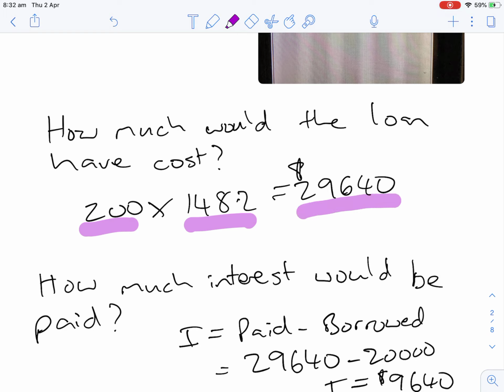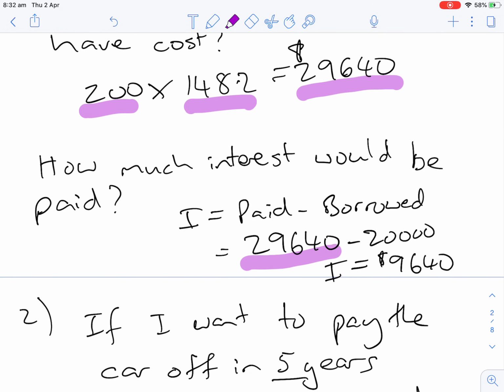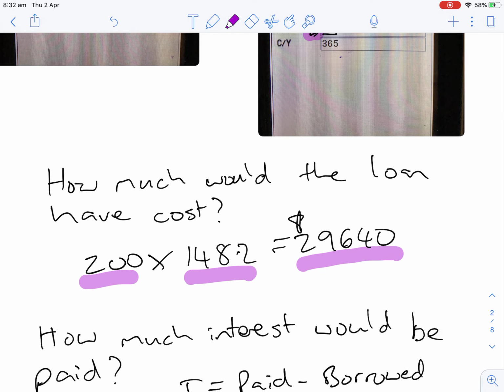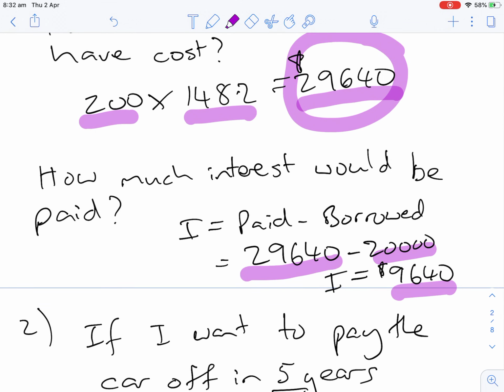So altogether I've paid $29,640. I only borrowed $20,000, so obviously the difference there is my interest. So if I take that $29,640, subtract what I borrowed, the difference there is the interest that I've paid. Now this question actually asked how much would the loan have cost. That answer is just the $29,640. That's what the loan has cost me. But the interest that I've paid is the $9,640.